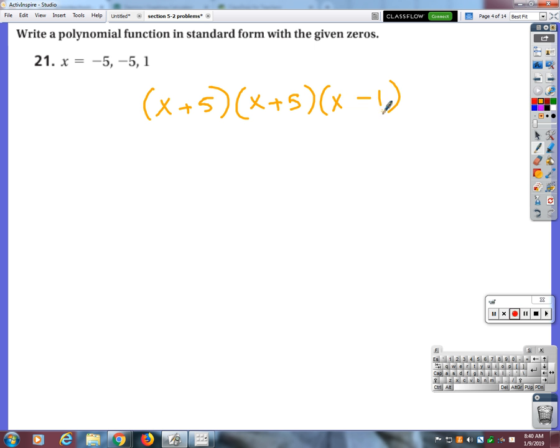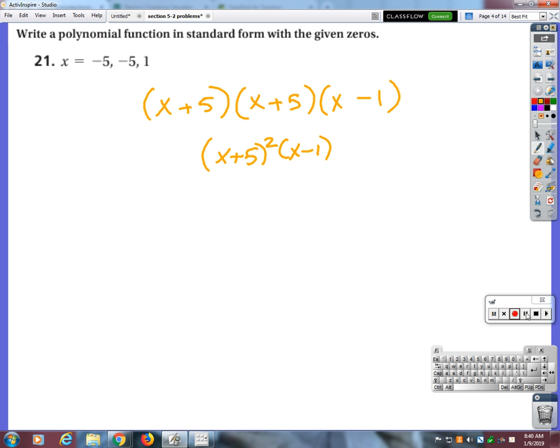Okay, so this is where we're working backwards. So instead of starting with the factored form and then writing the zeros, you're starting with the zeros and then you're writing the factored form, okay? So it's actually really easy. It's actually super easy to do these ones here. All right? Yeah. You're absolutely right. So, x plus 5 times x plus 5 is just x plus 5.